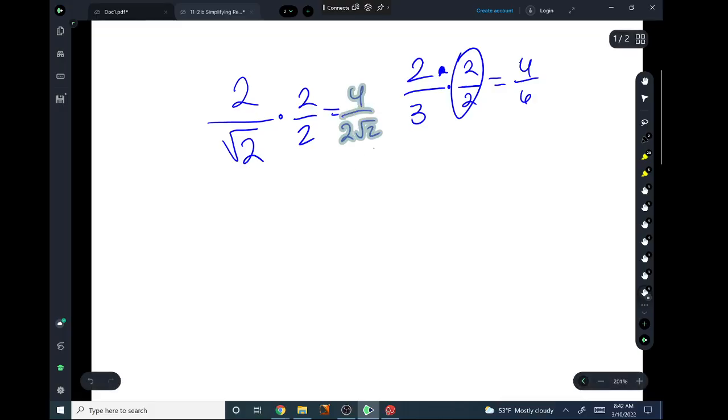No, it didn't. So you play with it for a while, you're like, well, what could help me? Well, what do I not like about this problem? The root 2 on the denominator. How could I get rid of a root 2?